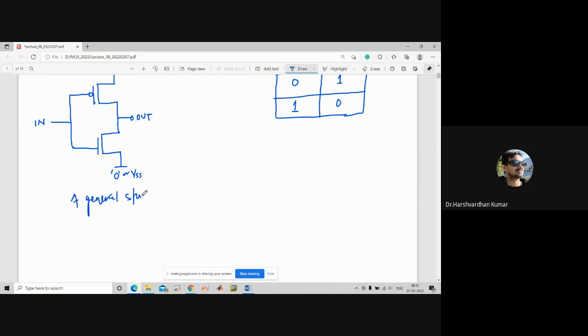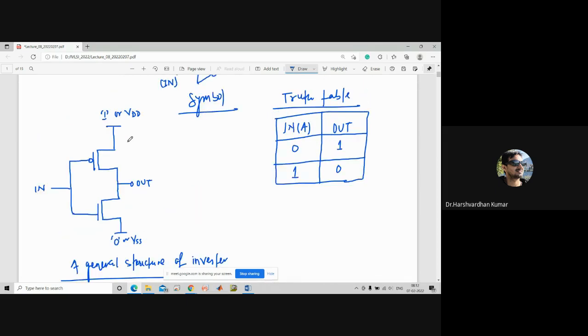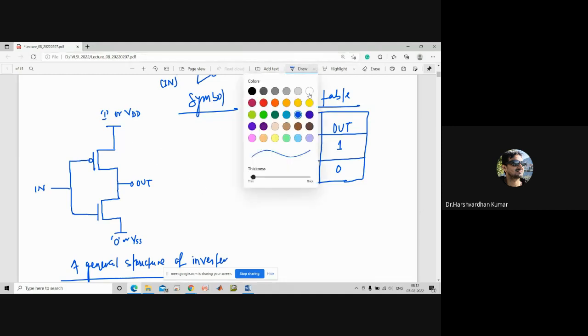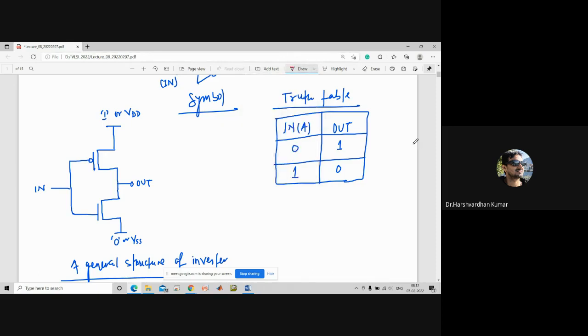Now I would like to ask you which one is the PMOS and which one is the NMOS transistor here, so that we can understand the operation of this structure. Which one is PMOS? Upper one. Very good. And the lower one is the NMOS transistor.